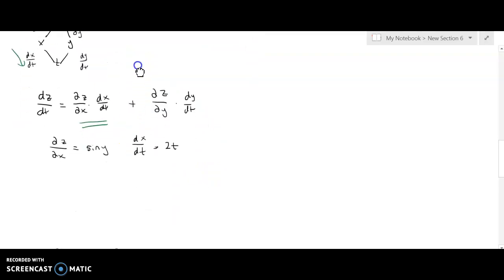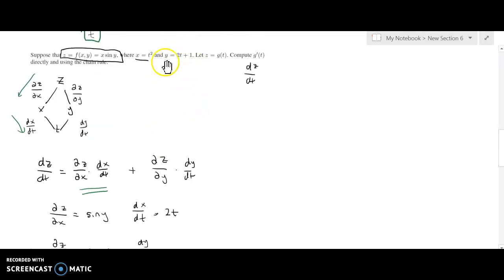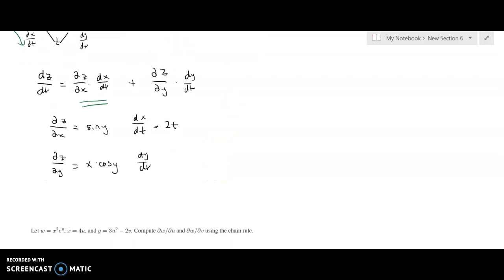Now we have to compute the other two partials, dz dy, and dz dy is going to be the derivative of x times sine of y. X is a constant. The derivative of sine of y is cosine of y, so we'll have x cosine y as our partial. And the derivative of y with respect to t, y is given to us with respect to t as being 2t plus 1, and the derivative of 2t plus 1 is simply 2.